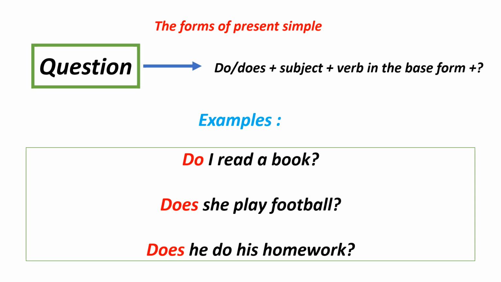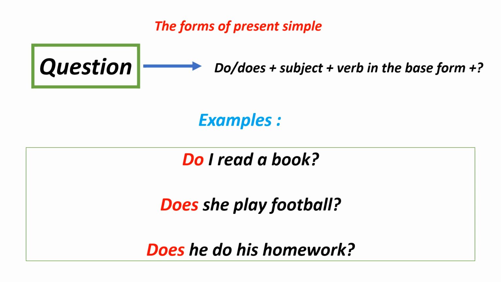For example: do I read a book? Do I read a book? So don't forget do or does. And don't conjugate the verb in the base form. I mean, don't add anything. Don't add s and don't add es to the verb. Why? Because we have already conjugated the verb do in the present simple at the beginning of the phrase. Do I read a book?